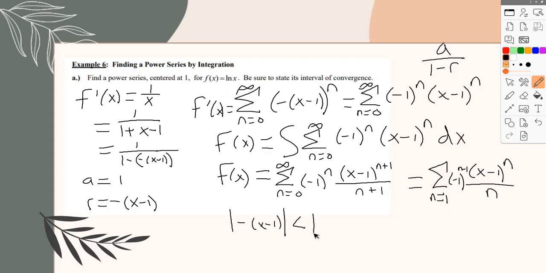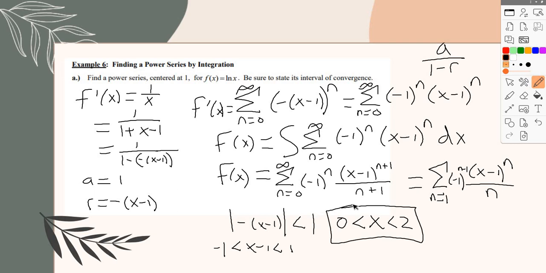Yes. But in my absolute value, I can go ahead and drop my negative, but I have |x minus 1| is less than 1, so x minus 1 is less than 1 and greater than negative 1. So what do we get? x is less than 2, but greater than 0. Is 1 the center of that? Yeah.